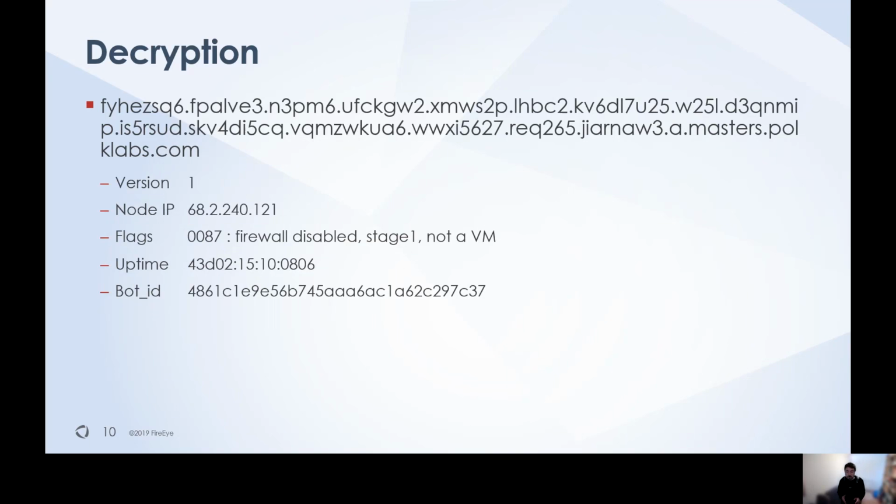Then you get the uptime. The uptime is used to select the nodes that are put into production. If you have an uptime that is too short, you stay in staging until your uptime grows enough to know that the machine is reliable enough to be put in production. And finally, the bot ID. So that's the really important part.